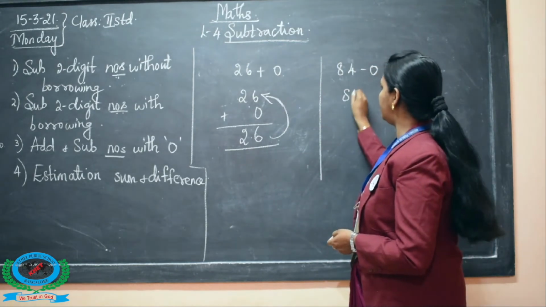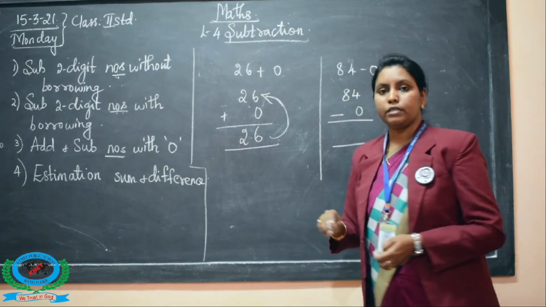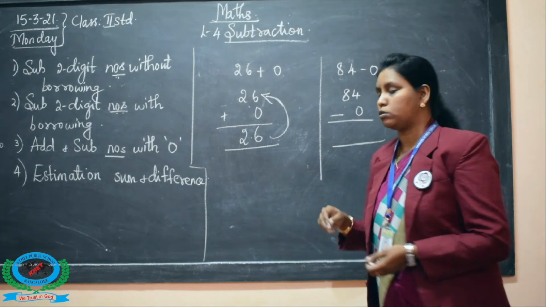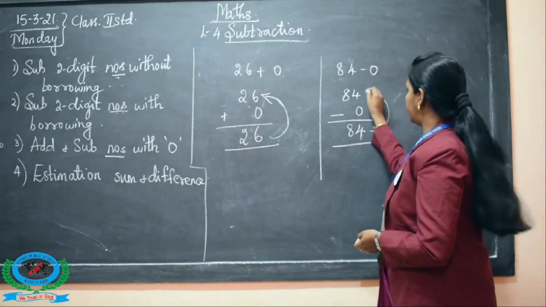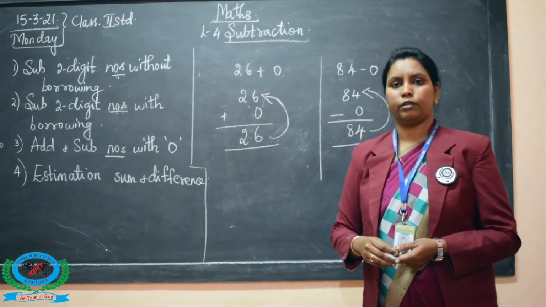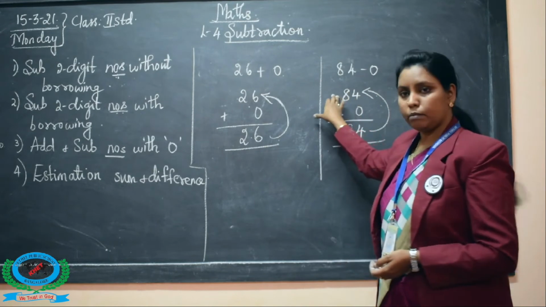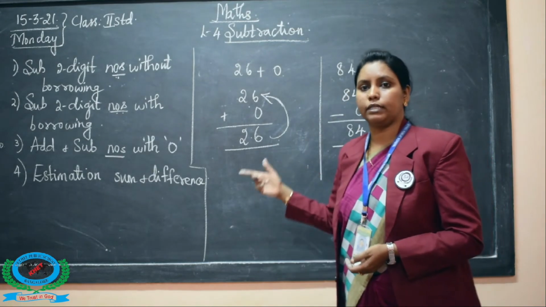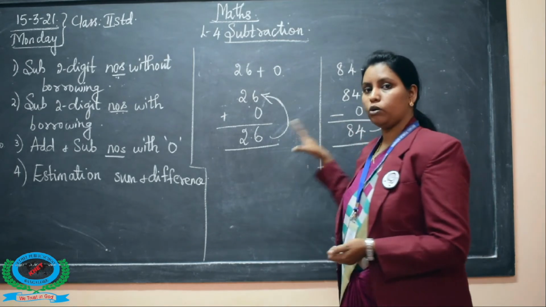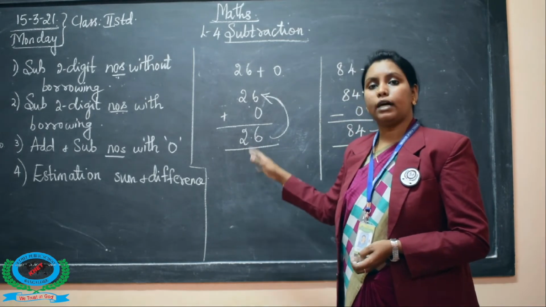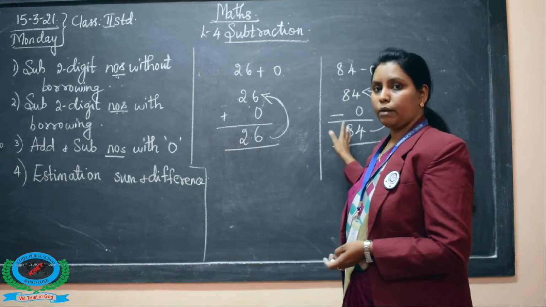84 is a 2-digit number. Then you are subtracting 0. So what happens when you subtract 0 from it also? You will get the same answer, which is nothing but the number itself. When 0 is subtracted from a number, the answer is also the number itself. So this is the case in addition and subtraction. Both the answers will be the number itself, what it is given to add and to subtract.